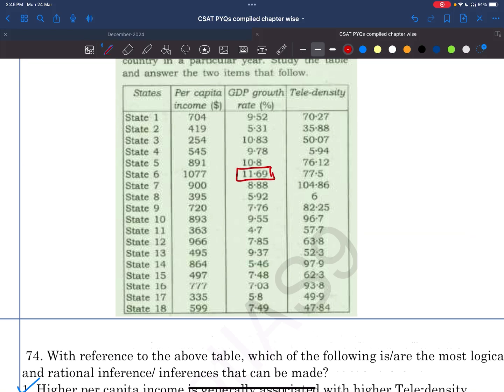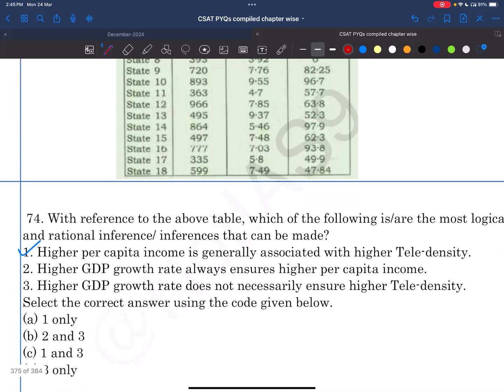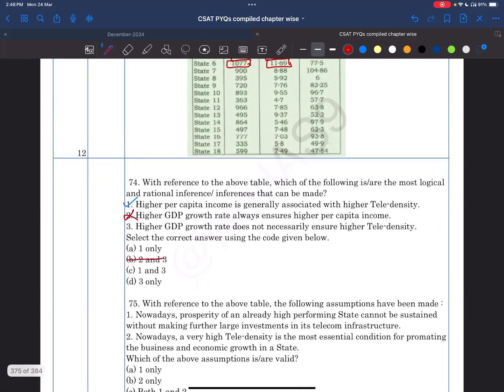These are higher GDP growth rates, right? They are above 10. Right? See per capita income 254, 891, 1077. Right? It means higher growth rate does not ensure higher per capita income, right? So this statement is wrong. That means remove 2. Okay, now let's go to the third statement.